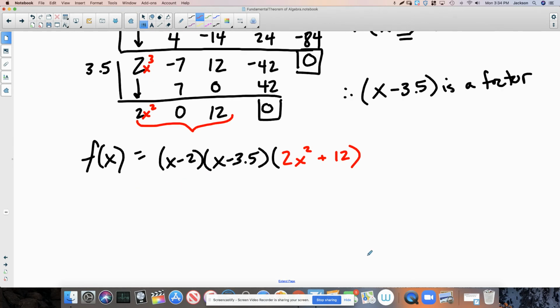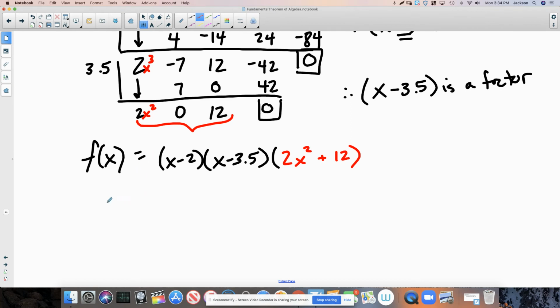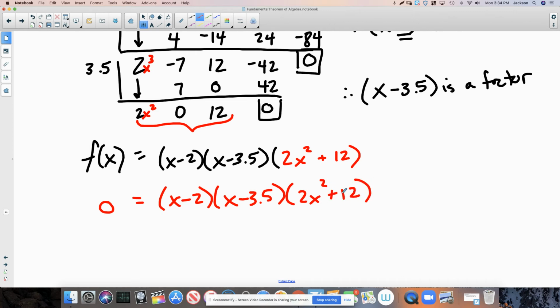Okay? Now, from here, they want to know, what did they say? Find all roots. Find all roots, meaning find all zeros. So if I set this equal to 0, I've got this factor, I've got this factor, and I've got this factor now, 2x squared plus 12. Now remember what we said about finding zeros. We said if the product, because I'm multiplying this times this, which is in turn being multiplied by this, any one of these factors could be 0.